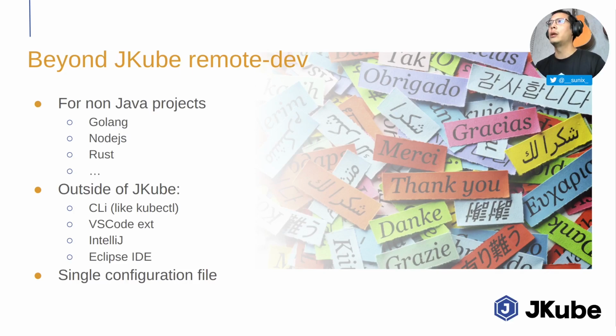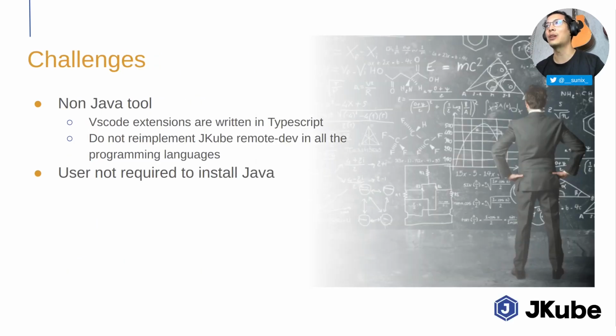But it would also be nice to have it working outside of the JKube Maven and Gradle plugins. We want to see it working, for instance, as a CLI with, for instance, a kube control plugin, or in a VS Code extension, or in IntelliJ, or in Eclipse, the Eclipse IDE. And it would be great if all these extensions could work using the same configuration file. That's what would be nice to have, but of course, it is not straightforward.